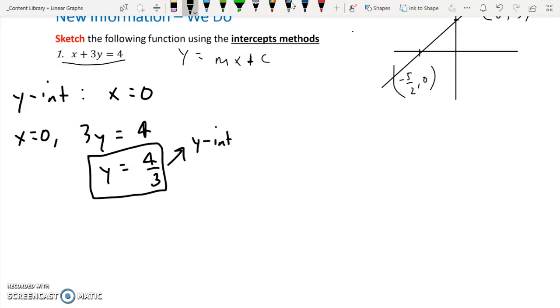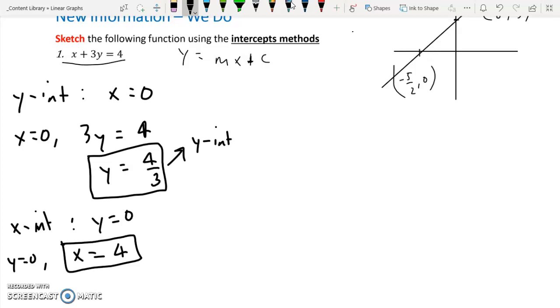And our x-intercept occurs when y equals 0. Substituting that in here, we get x equals 4. So that was pretty straightforward.